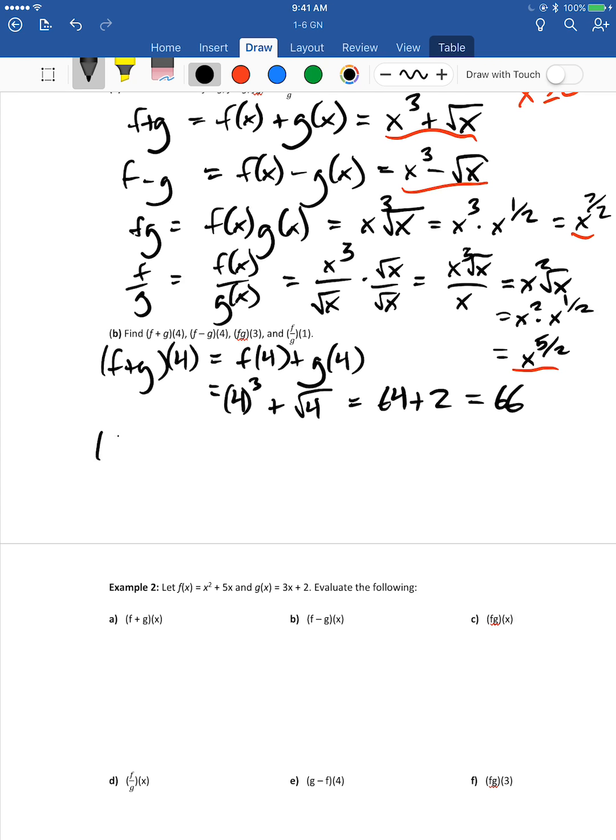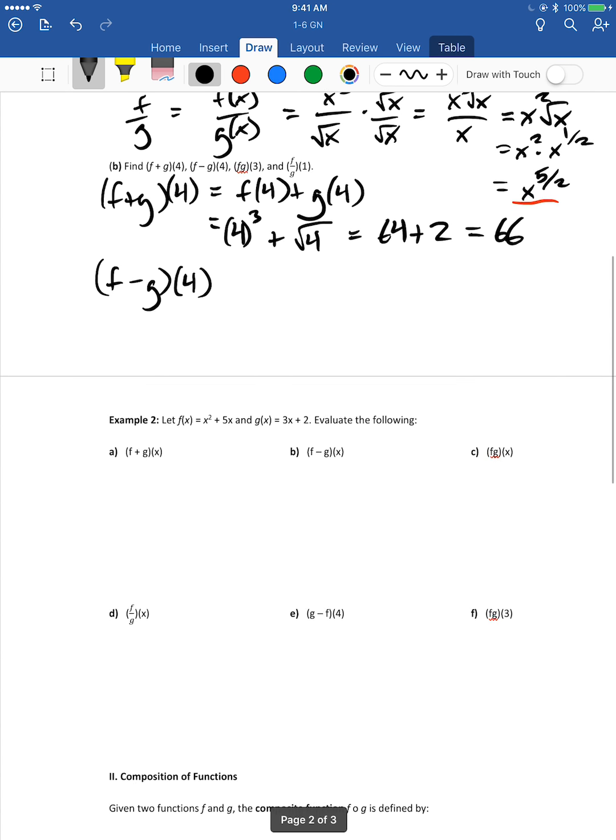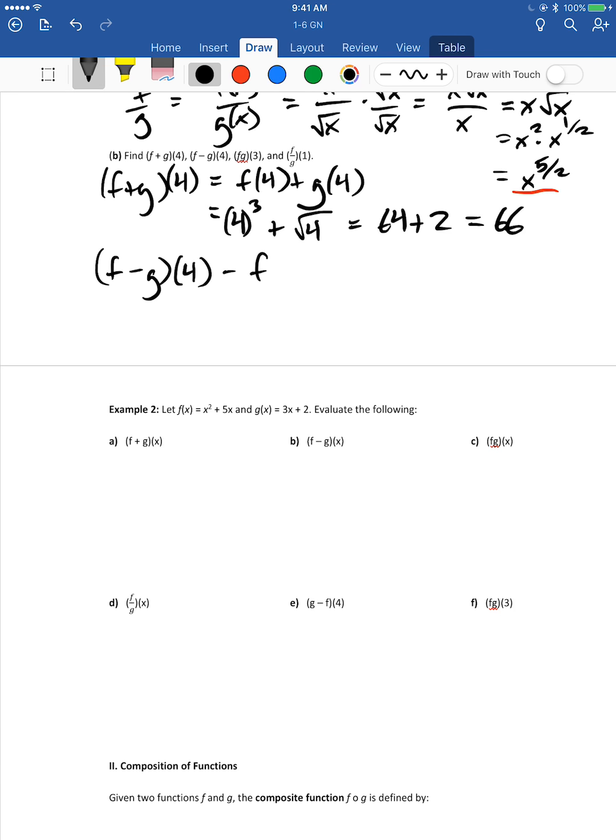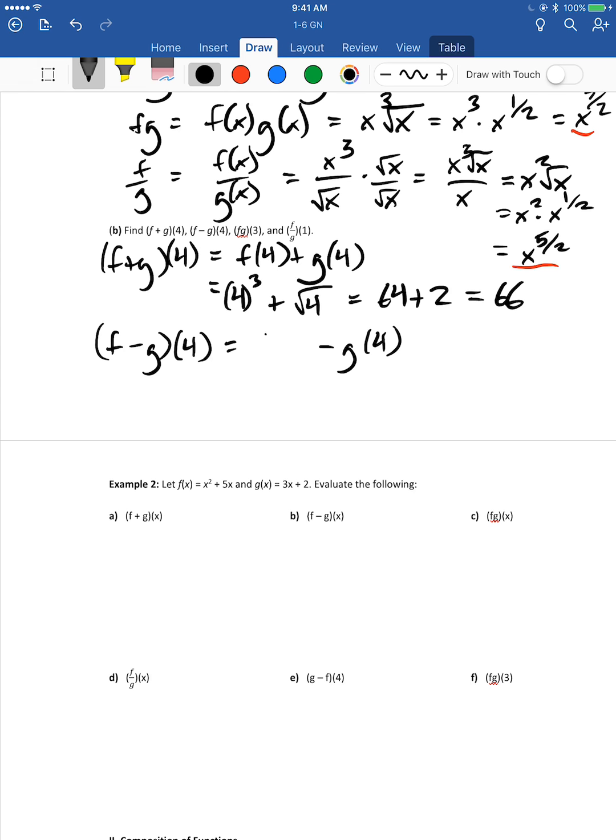Moving on, back down in part B, we have f minus g of 4. According to our definition, that's f of 4 minus g of 4. That is 4 cubed minus the square root of 4, or 64 minus 2, which is 62.